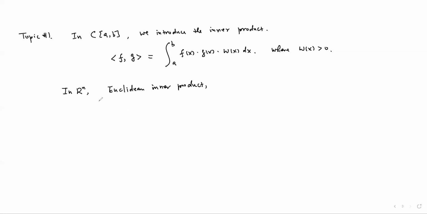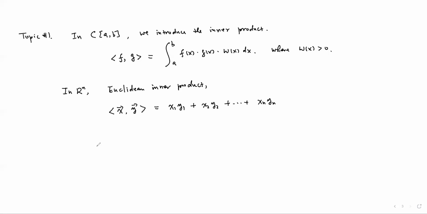Take a review about the Euclidean inner product in Rn. A vector x from Rn, a second vector y from Rn. The inner product is the first entry of x times the first entry of y, plus the second entry times the second entry of y, and so on. This is an inner product. We call this inner product the Euclidean inner product.